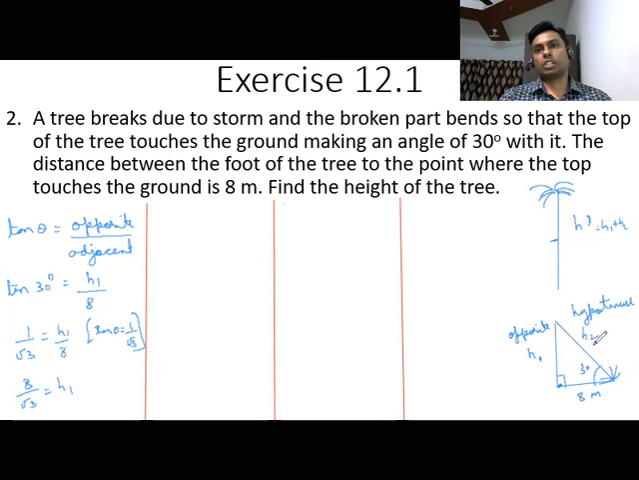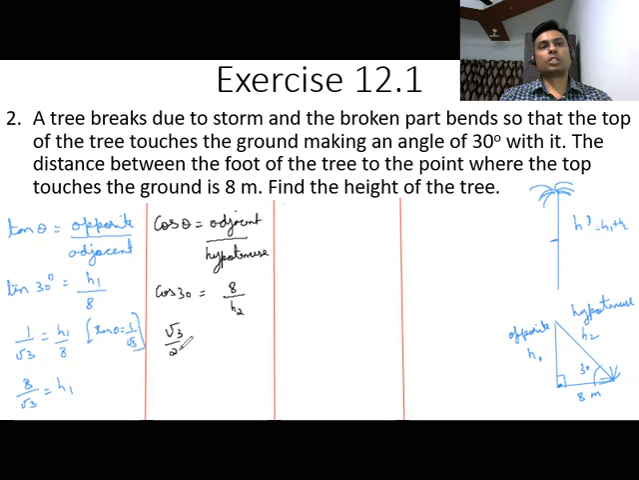Now I have to find hypotenuse. That is h2. Hypotenuse and base is cos. The trigonometric relation is cos. So cos theta is adjacent by hypotenuse. So cos 30 is equal to adjacent is 8, hypotenuse is h2. Cos 30 is root 3 by 2. So root 3 by 2 is 8 by h2. Why? Because cos 30 degrees is root 3 by 2.